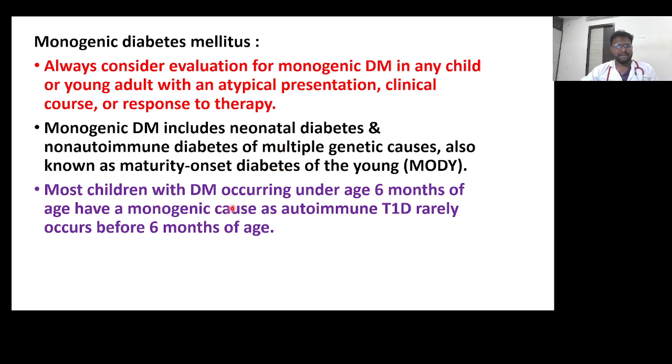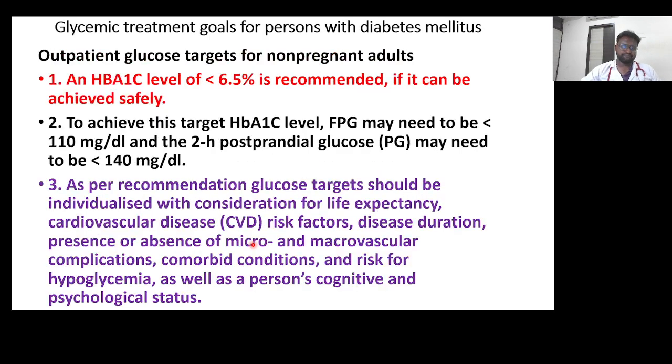Most children with diabetes mellitus occurring under 6 months of age have a monogenic cause, as autoimmune type of diabetes rarely occurs before 6 months of age.